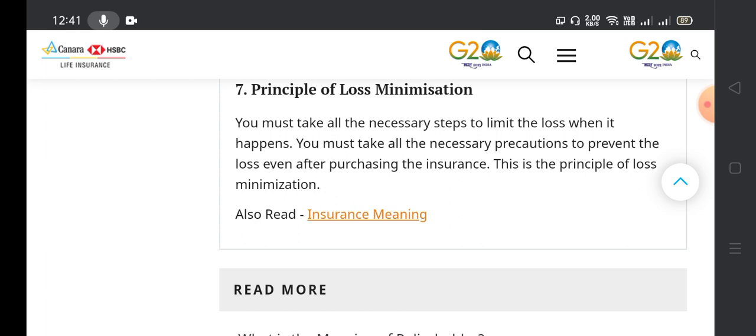Number seven is the principle of loss minimization. You must take all the necessary steps to limit the loss when it happens. You must take all the necessary precautions to prevent the loss even after purchasing the insurance. This is the principle of loss minimization.